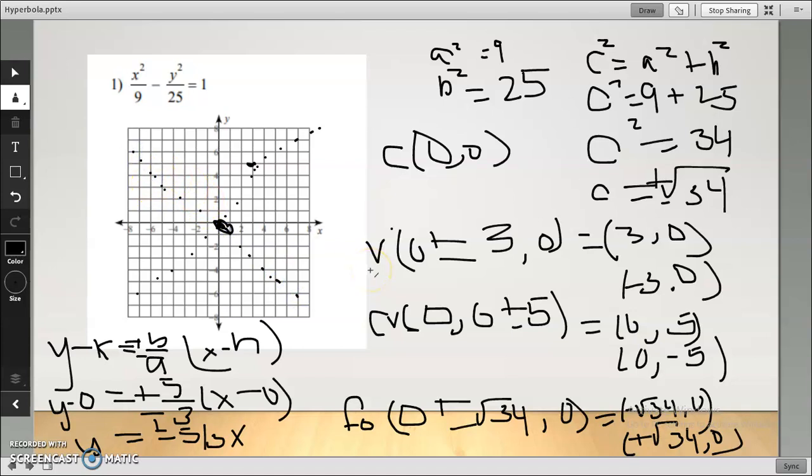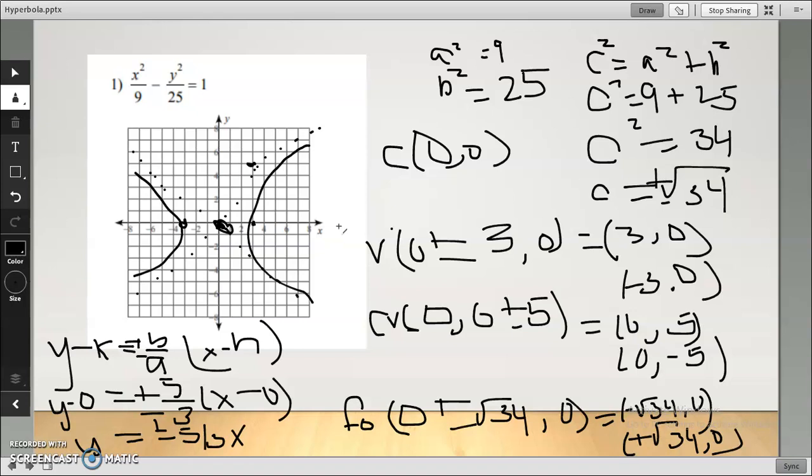So those are my asymptotes. Vertices are at 3, 0, and negative 3, 0. So it looks something like this. So notice I'm getting closer. Oops, one's supposed to touch that dotted line. Hopefully you get the point.